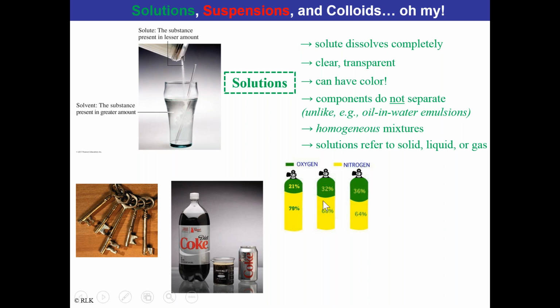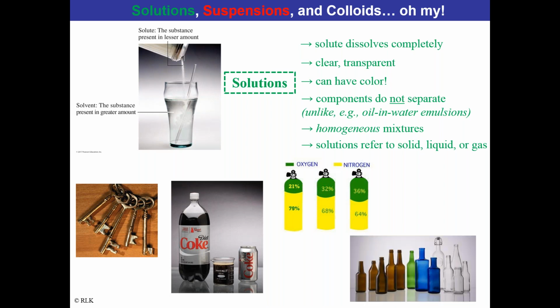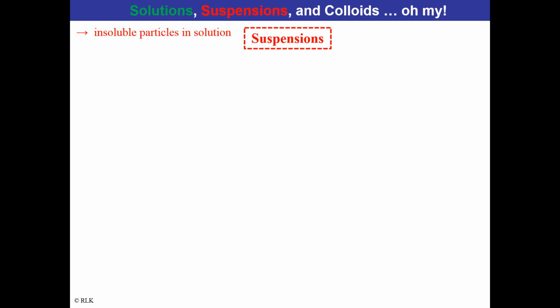There's not a demarcation where nitrogen is at the bottom third or bottom half of the cylinder, while oxygen's only at the top. No, everything's mixing in. And of course you can have glass material, which is a version of a solid, but you see that it is still colorful while being transparent. So those all would describe solutions.